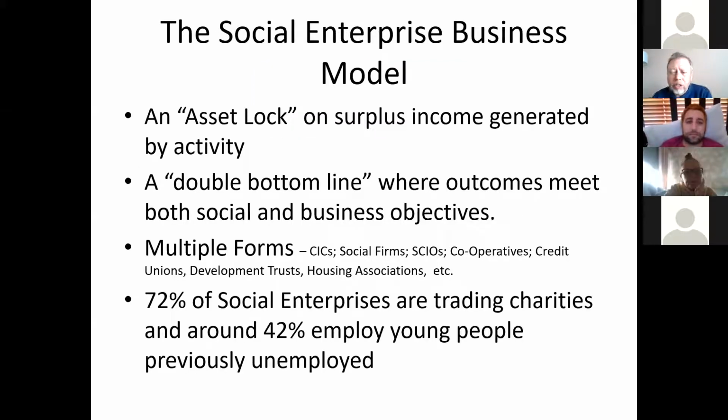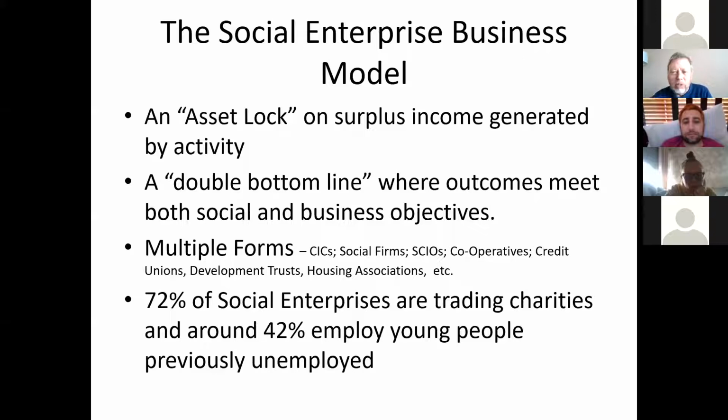So I was mentioning social enterprise in terms of community and ethical business. There's a couple of things within social enterprise that guarantee that happens. The first is an asset lock. This basically makes sure that any income that's generated surplus to immediate operating costs is retained for use in the community. They also operate uniquely on a double bottom line, where there's both a social objective and a business objective.